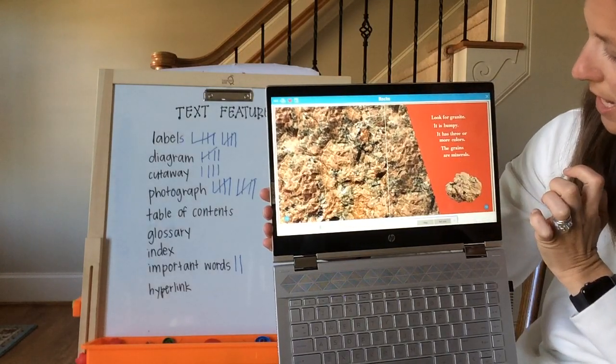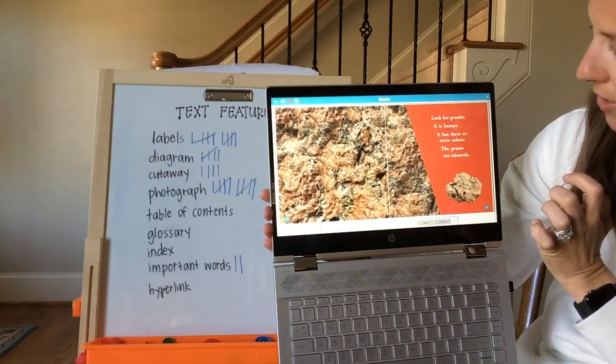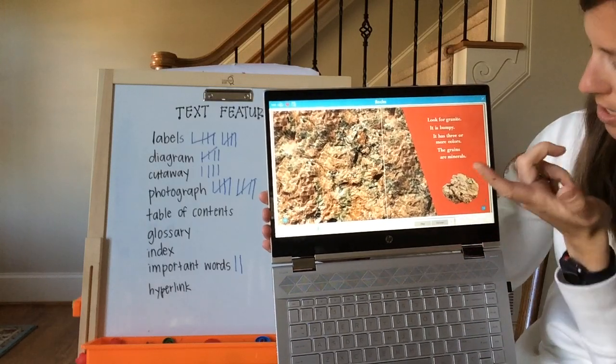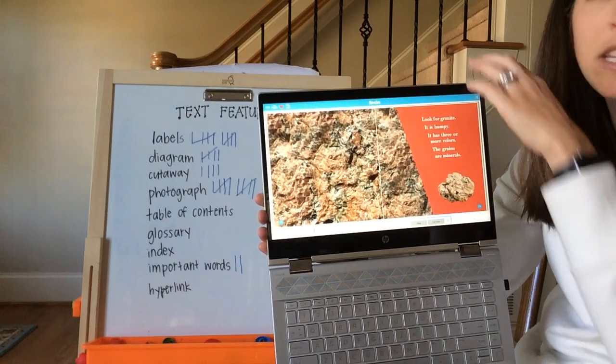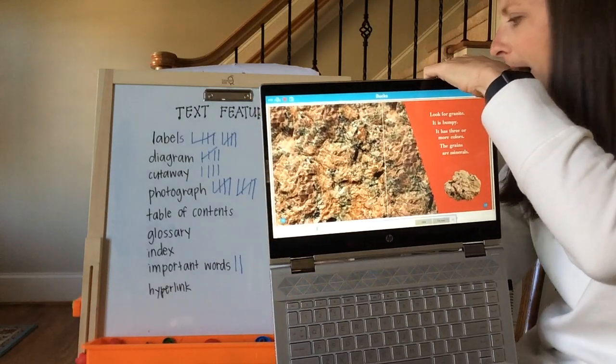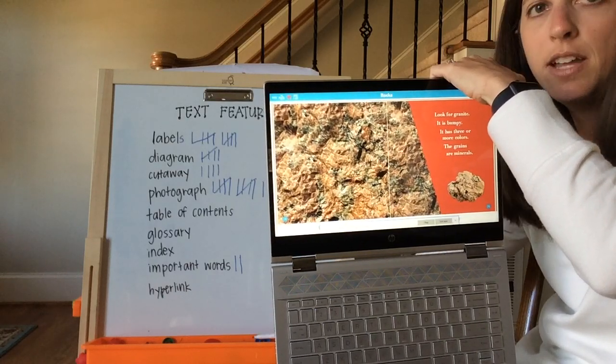Look for granite. It is bumpy. It has 3 or more colors. The grains are minerals. Oh my goodness, I'm making a connection from this book to Let's Go Rock Collecting, where they talked about granite, and the pictures remind me of one another. They are photographs, so photographs is going to get another tally.